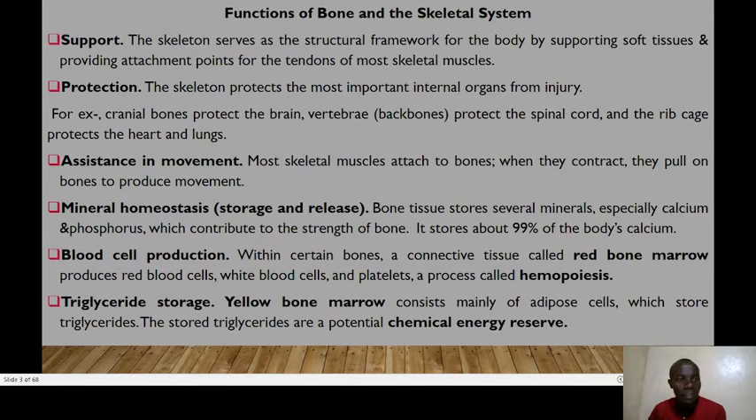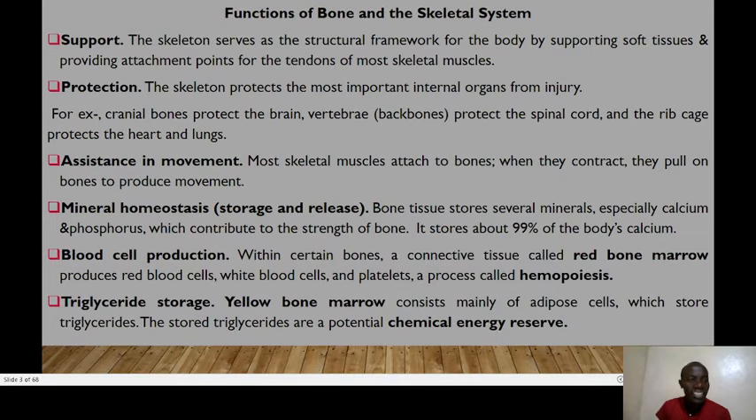Number one, we have support, and you find that the skeleton normally serves as a structural framework for the body by supporting soft tissues and providing attachment points for the tendons of most skeletal muscle. Also, number two, protection: the skeleton protects the most important vital organs from injury. For example, the cranial bones protect the brain. The vertebrae, that is the back, protect the spinal cord, and the rib cage protects our one heart and our two lungs.